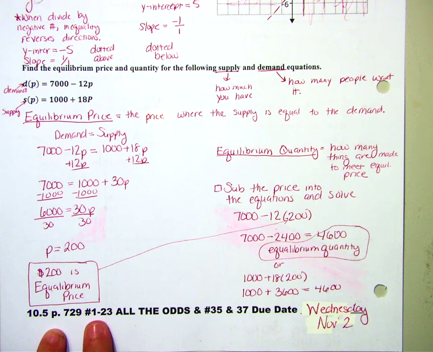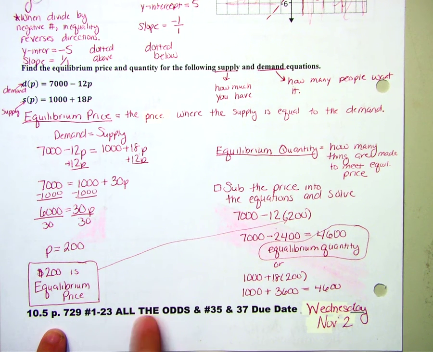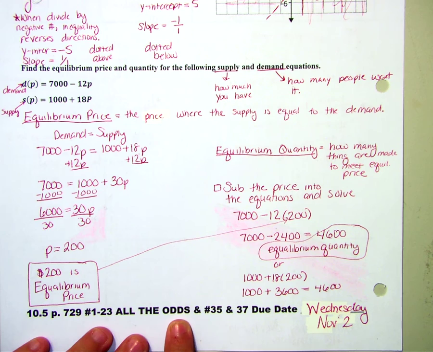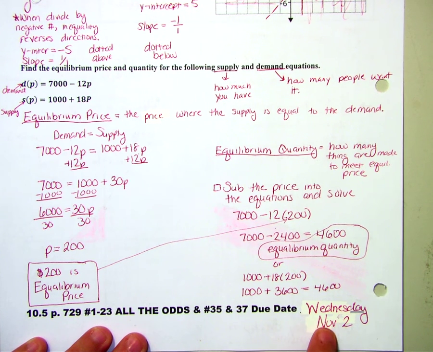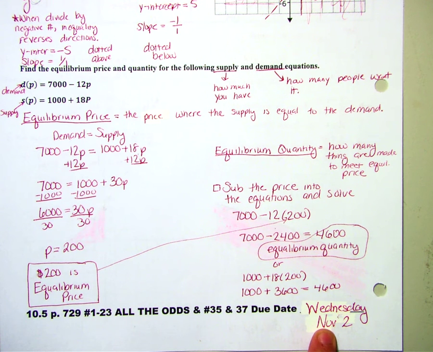The homework that you have, it's page 729. It's numbers 1 through 23, all of the odds. So that would be 1, 3, 5, 7, 9, and so on. You also have to do problems 35 and 37. The due date for this will be next Wednesday, November 2nd. So that way, if you have some questions or concerns, you can talk to me in class on Monday.